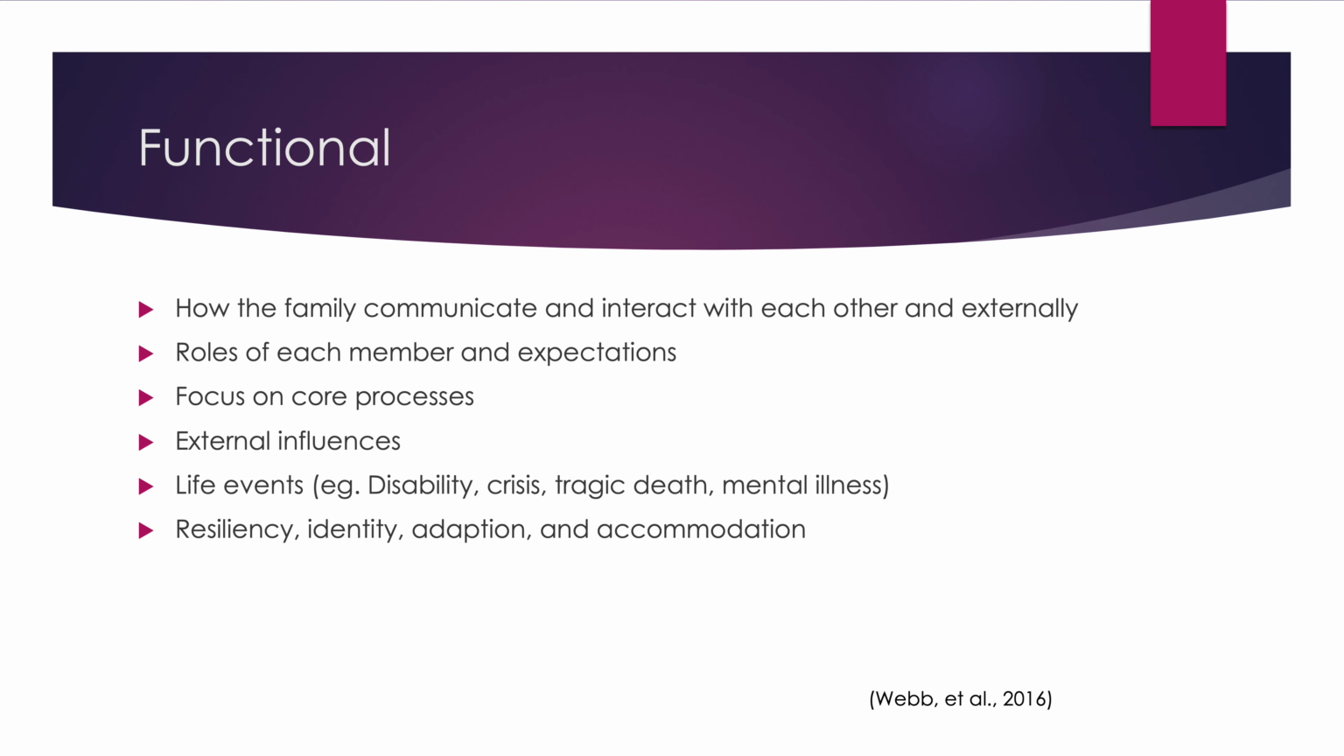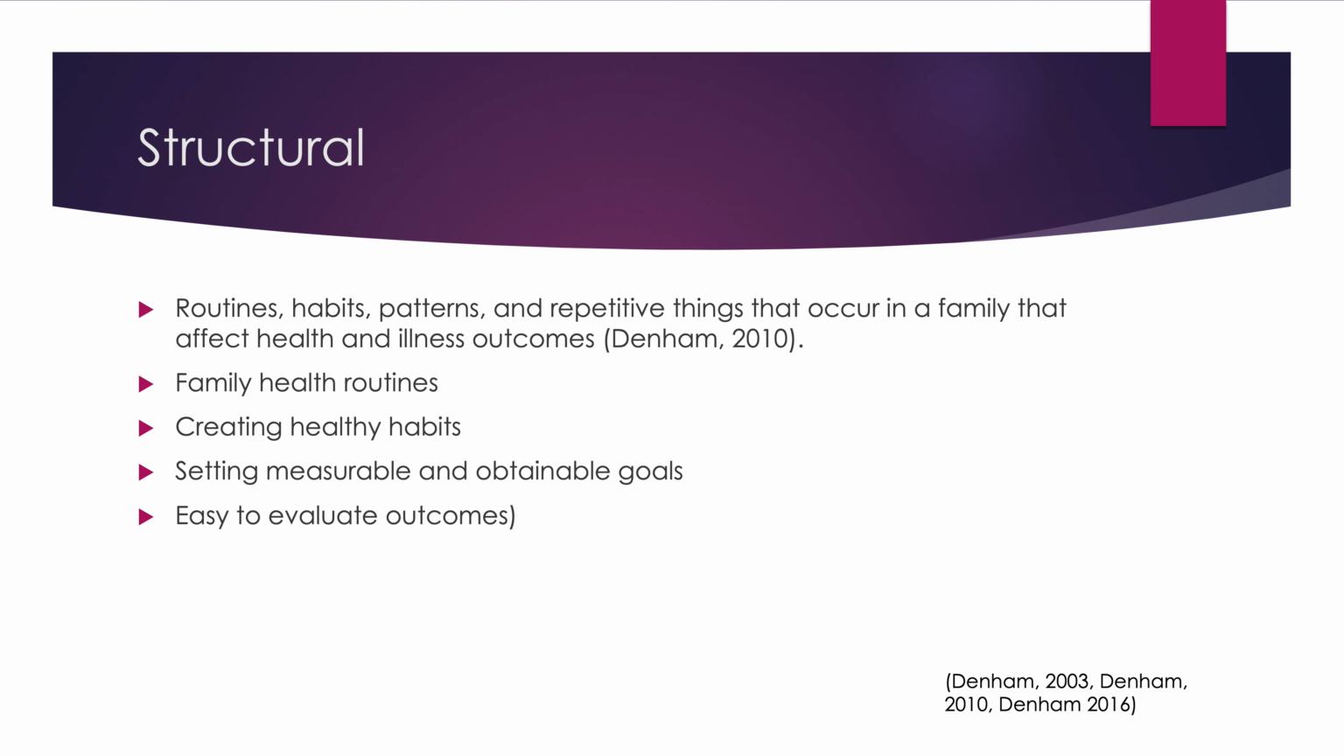Immediate events such as mental illness, disability, or tragic death are also included in this domain. Both family and peer groups impact resiliency, identity, adaptation, and accommodation. The third and final domain is the structural domain. In this domain, family health routines and habits, whether healthy or unhealthy, are assessed. This is further broken down into the meanings of the routines, types, characteristics, and purposes.